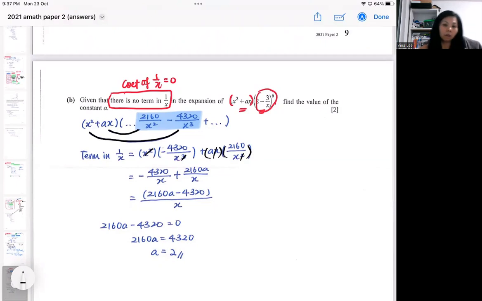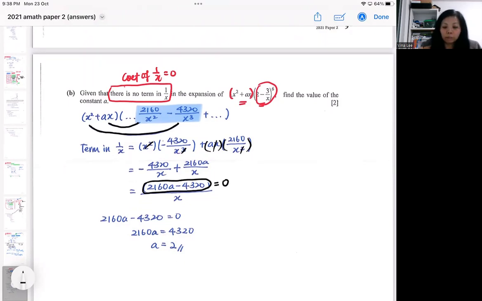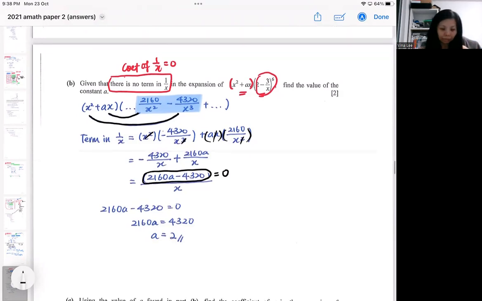Because the denominators are the same, I will just combine the numerators. And as I mentioned previously, when there is no term in 1 over x, it's as good as the coefficient of 1 over x being equal to 0. So this numerator will be equal to 0, and that's how we find the value of A over 2. We are just using the answer from part A.